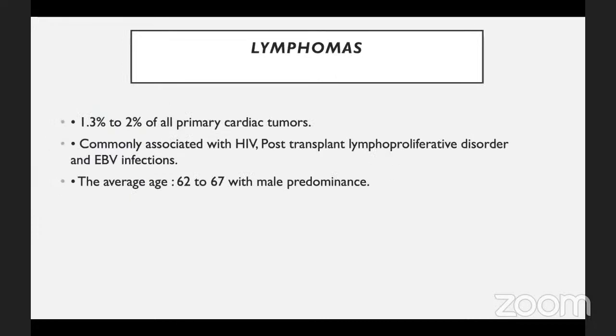Then we have the lymphomas. They range from 1.3 to 2% of all the primary cardiac tumors. They are associated with post-transplant lymphoproliferative disorder, Epstein-Barr, and HIV viruses. They usually present in males, more commonly from 62 to 67 years old.